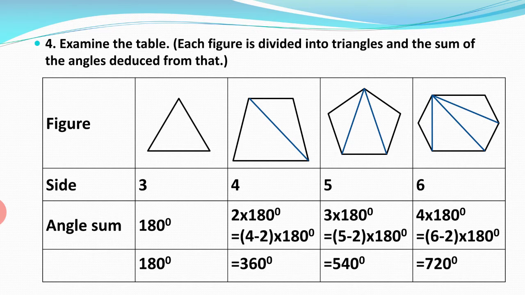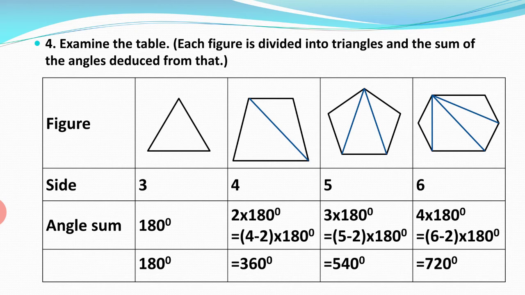Question 4. Examine the table. Each figure is divided into triangles and the sum of the angles deduced from that. Now the first figure, if you observe, it is a triangle. How many sides? 3. Angle sum is 180 degree. Then the quadrilateral, it is divided into two triangles with one diagonal, and hence two triangles means 2 into 180 degree. So that is equal to 360 degree.